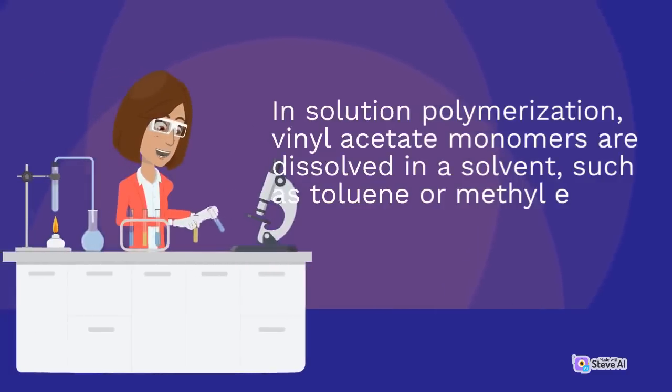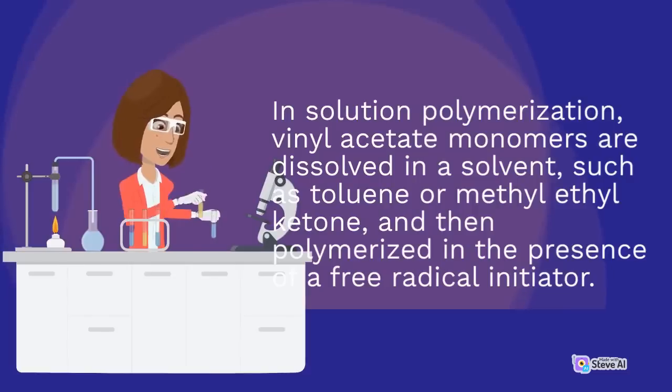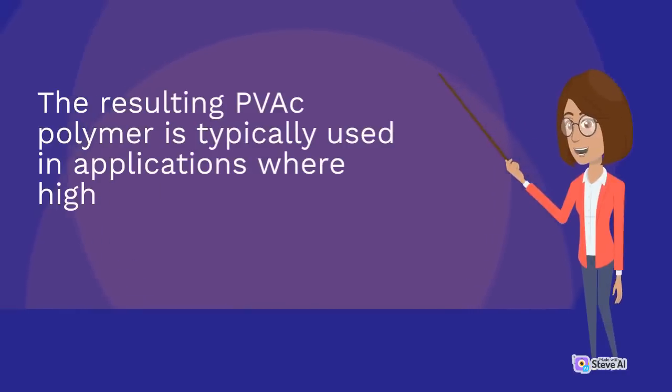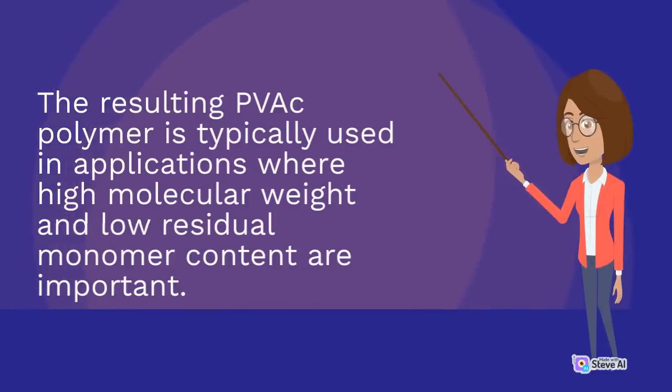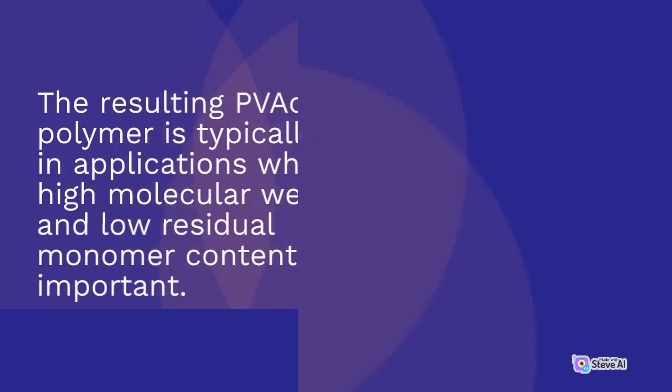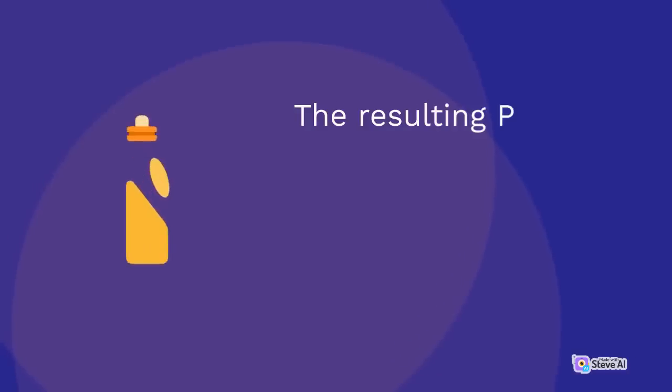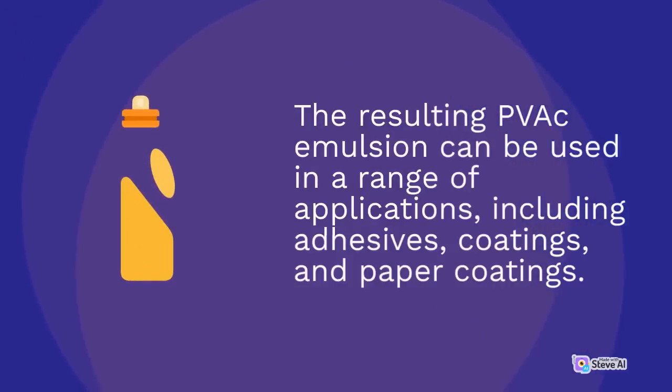In solution polymerization, vinyl acetate monomers are dissolved in a solvent, such as toluene or methyl ethyl ketone, and then polymerized in the presence of a free radical initiator. The resulting PVAc polymer is typically used in applications where high molecular weight and low residual monomer content are important. In emulsion polymerization, vinyl acetate monomers are dispersed in water along with a surfactant and a free radical initiator. The resulting PVAc emulsion can be used in a range of applications, including adhesives, coatings, and paper coatings.